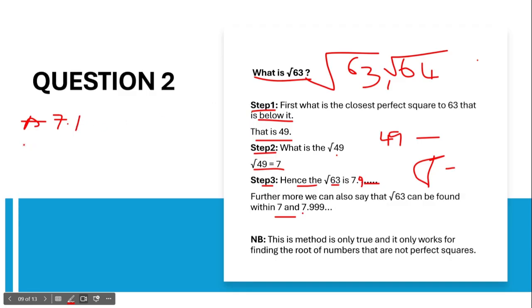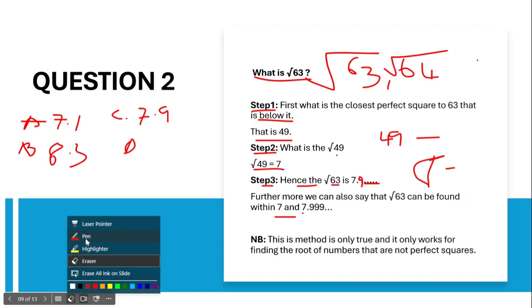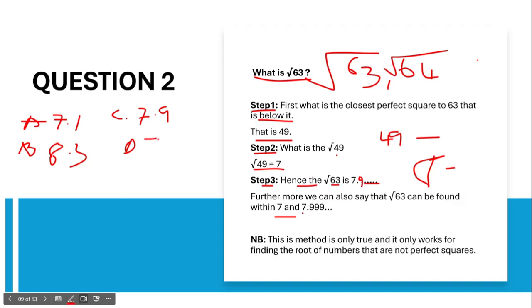And they now give you option A as 7.1, option B as 8.3, option C as 7.9 and option D as, let's say, 7.2. So now, which one will you pick?